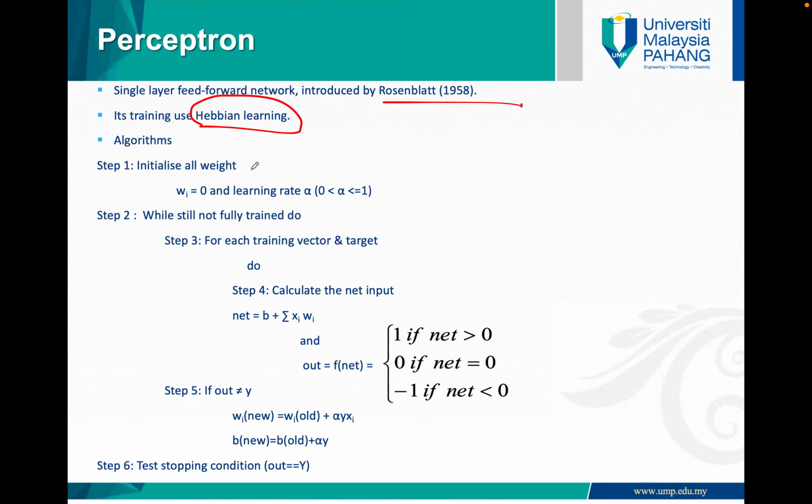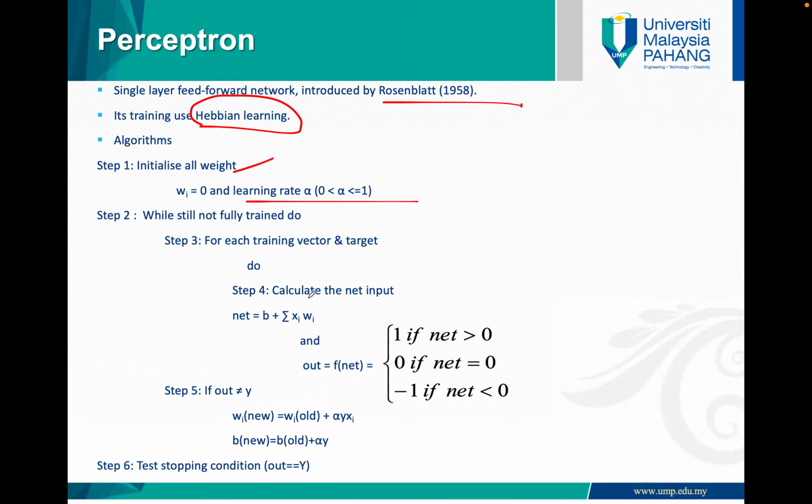Step 1 for this algorithm is to initialize all the weights to 0 and set the learning rate. The learning rate alpha is in between 0 and 1. Step 2: while the network is still not fully trained, we do steps 3, 4 and 5. Step 3 is for each training vector and target.